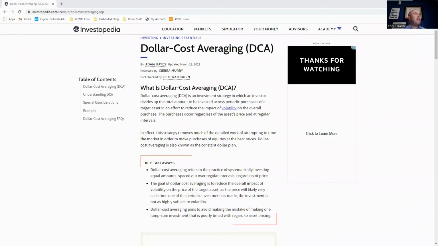So let's look at the technical definition. What is dollar cost averaging? It's an investment strategy where an investor divides up the total sum to be invested across periodic purchases of whatever asset you're wanting to get into, to really play on the volatility of the overall purchase. And all that means is the up and the down. Sometimes the price is high, sometimes the price is low. And that is really what I want people to be thinking about when they think about dollar cost averaging, or even investing right now, is that specific concept.